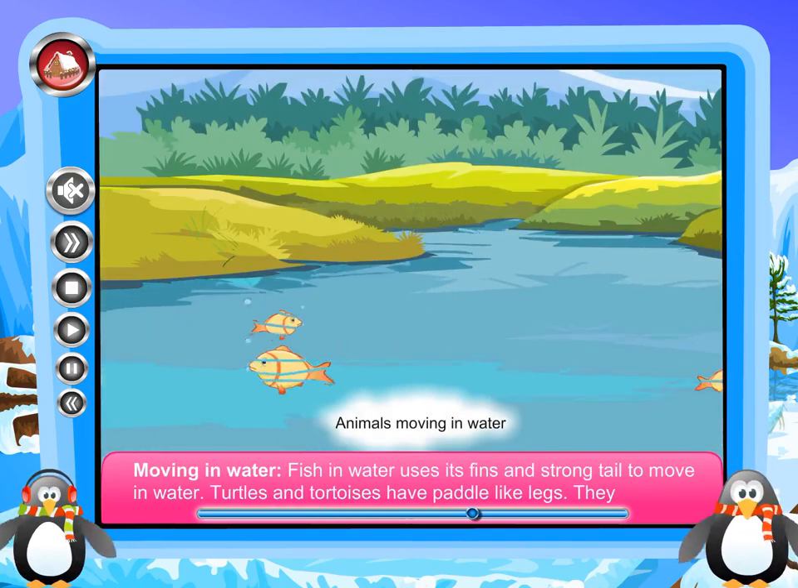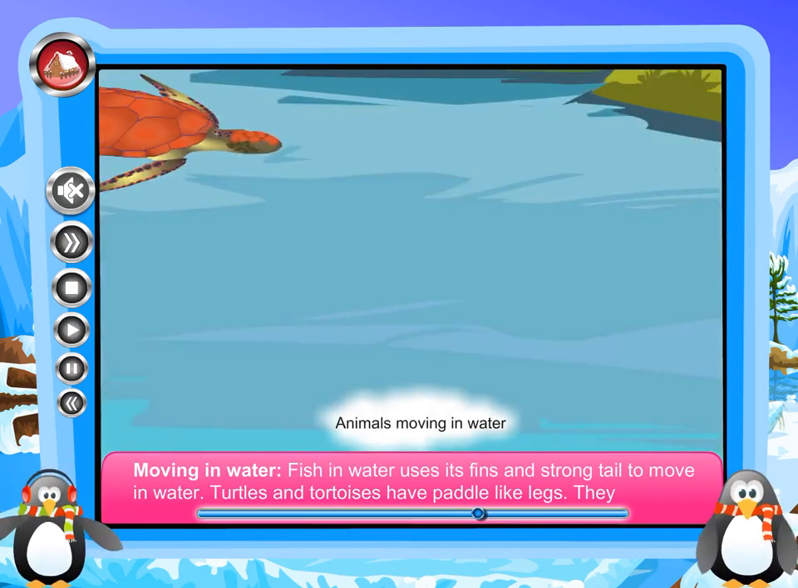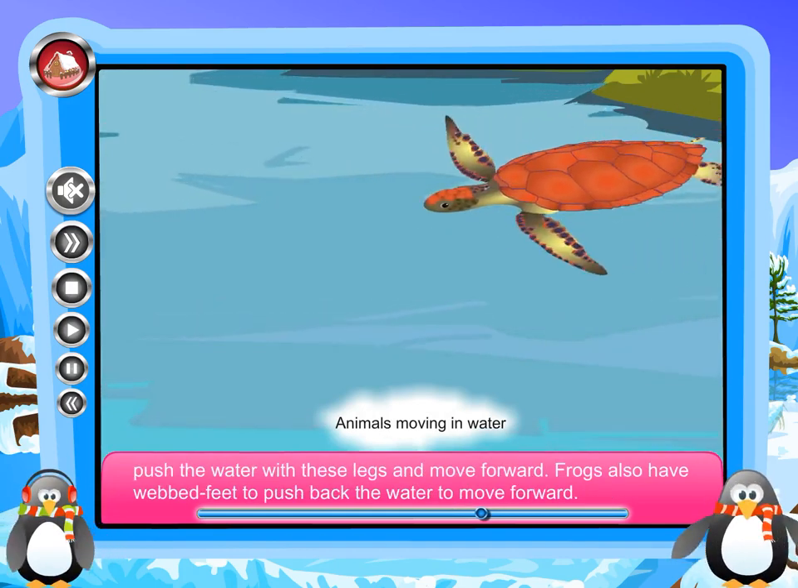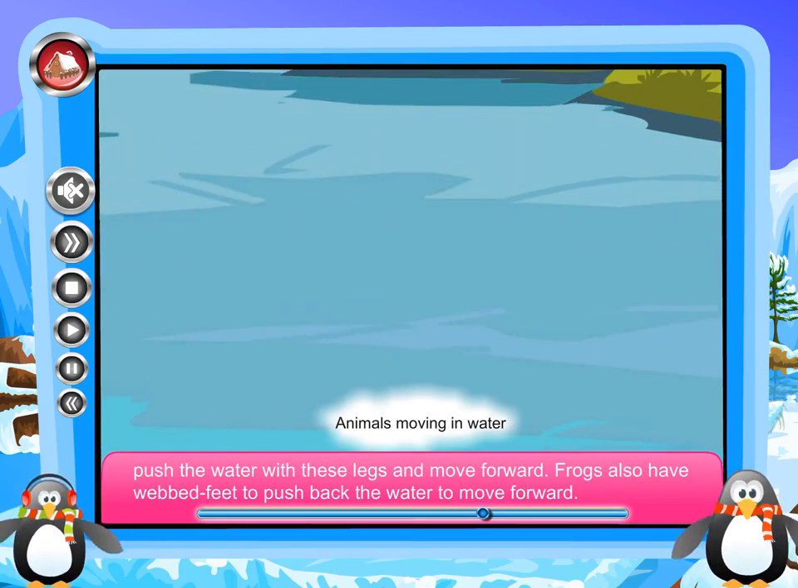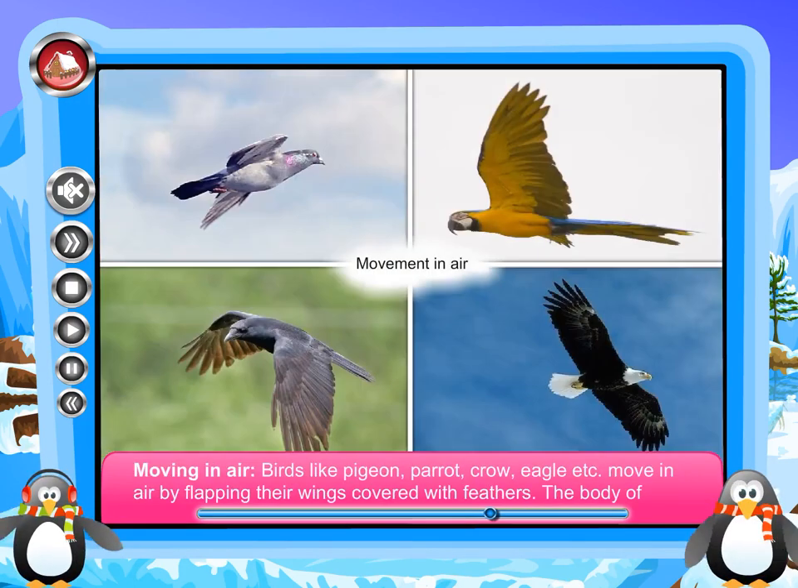Moving in water. Fish in water use their fins and strong tail to move. Turtles and tortoises have paddle-like legs. They push the water with these legs and move forward. Frogs also have webbed feet to push back the water to move forward.